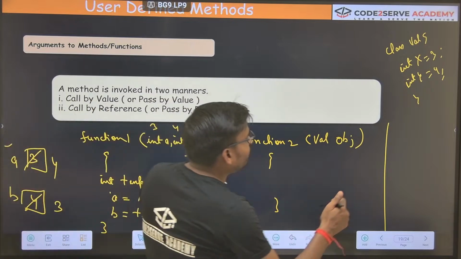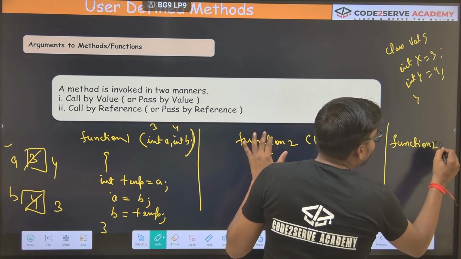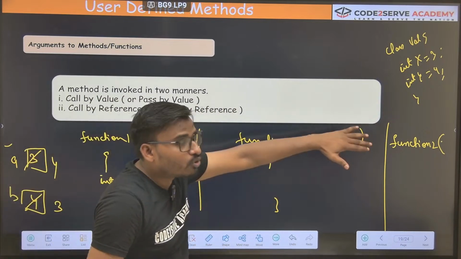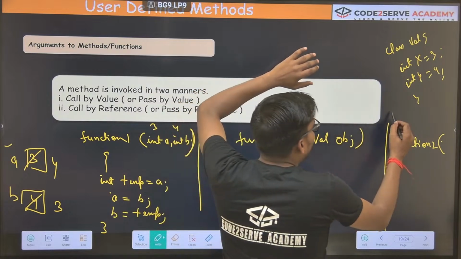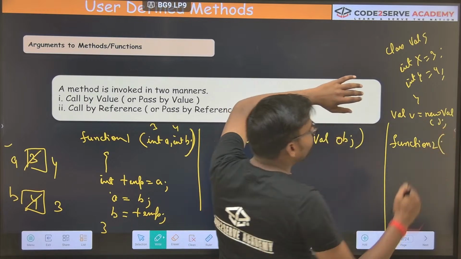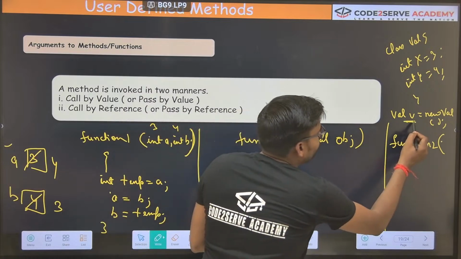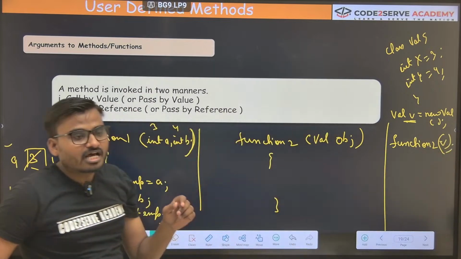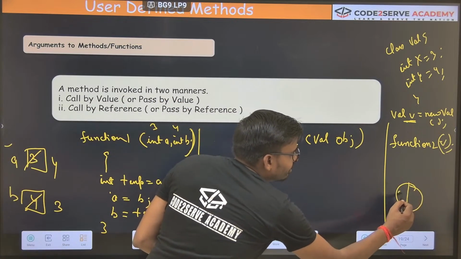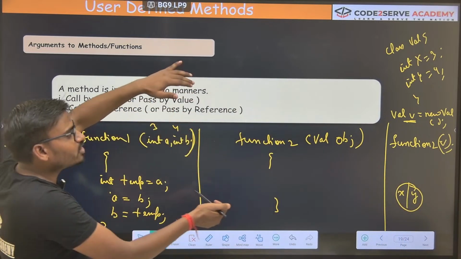Now I'm calling function 2, and in that function 2, I'm passing Val. That means I'm passing one object. So how can I create one object? I will say Val v is equals to new Val. I created one object of that Val class. Now I will pass this v. So one packet, one object that contains x and y, this original packet, is being passed to this method.